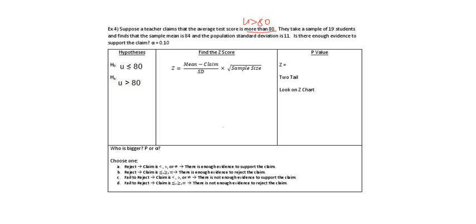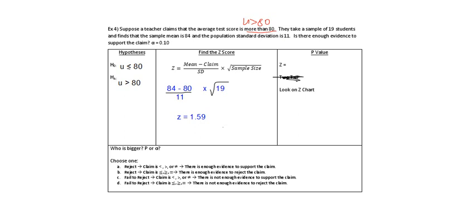Now let's find our z-score. So let's see, our mean was 84 minus the claim, which is 80. We're going to divide that by the standard deviation, which is 11. And then we're going to multiply by the square root of 19. So let me fit some things in here. And it looks like our z-score is equal to 1.59. All right, very good. Let me go over here for a moment, cross this off.